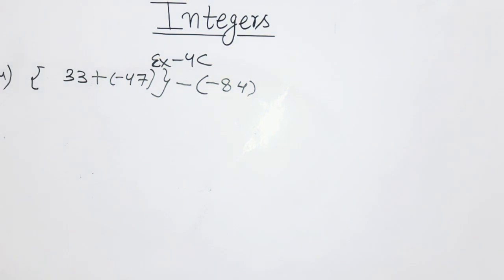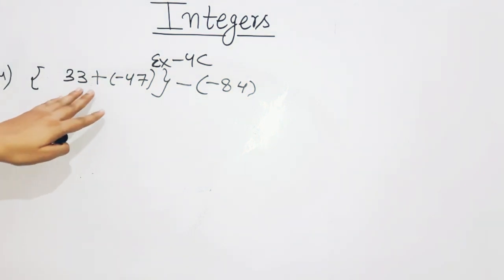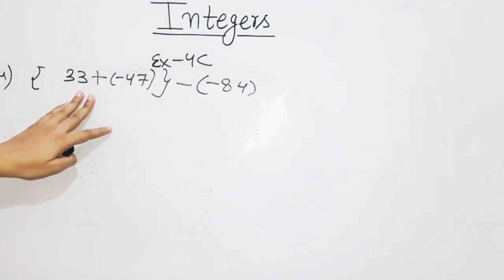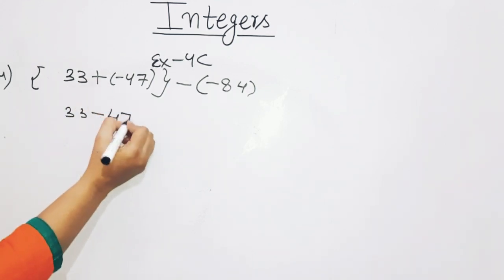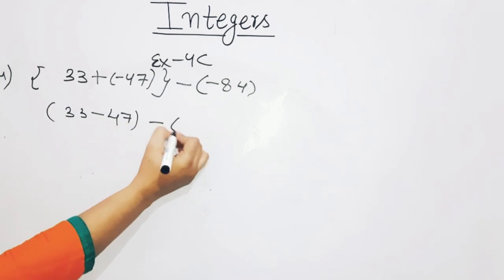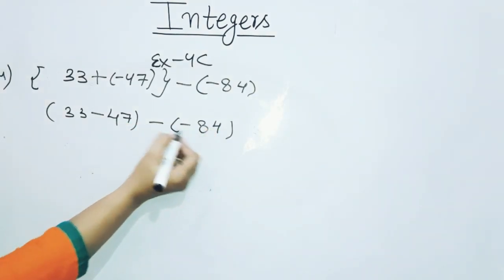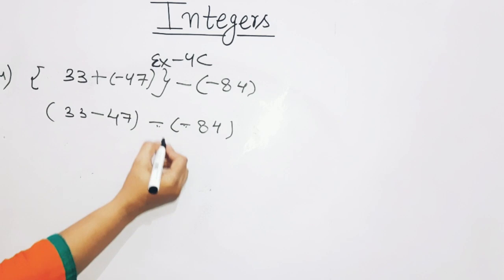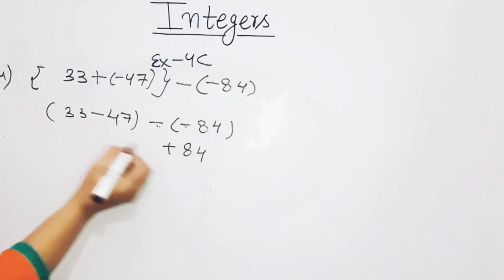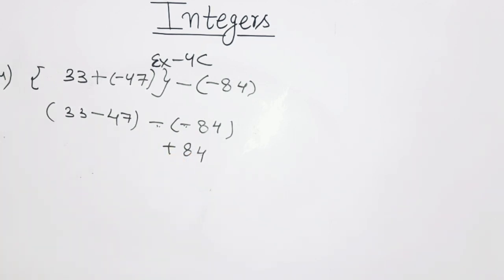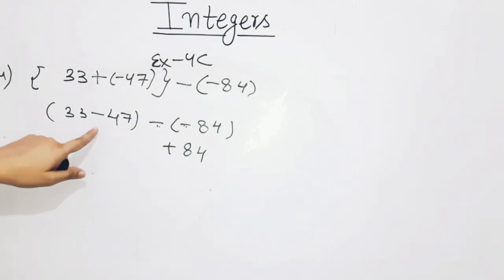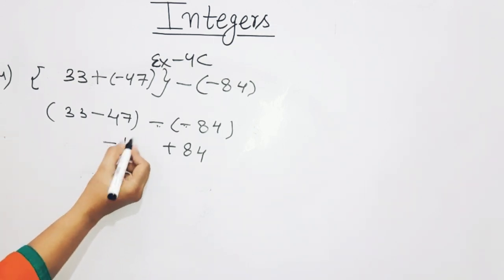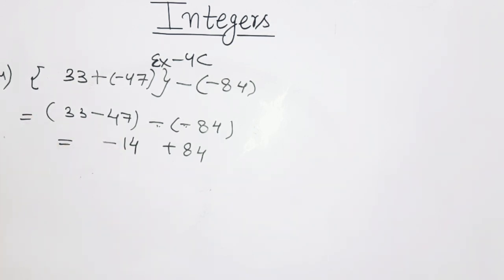So as per the BODMAS rule, firstly the things given in the bracket will be solved, right? So 33 plus minus 47 minus minus 84. Minus minus is going to become what? Plus 84. Now 33 minus 47 is one integer positive, one integer negative, and the greatest number is having negative sign. So here हम लोग subtract करेंगे और बड़े नंबर का साइन देंगे. So it will be minus 14.